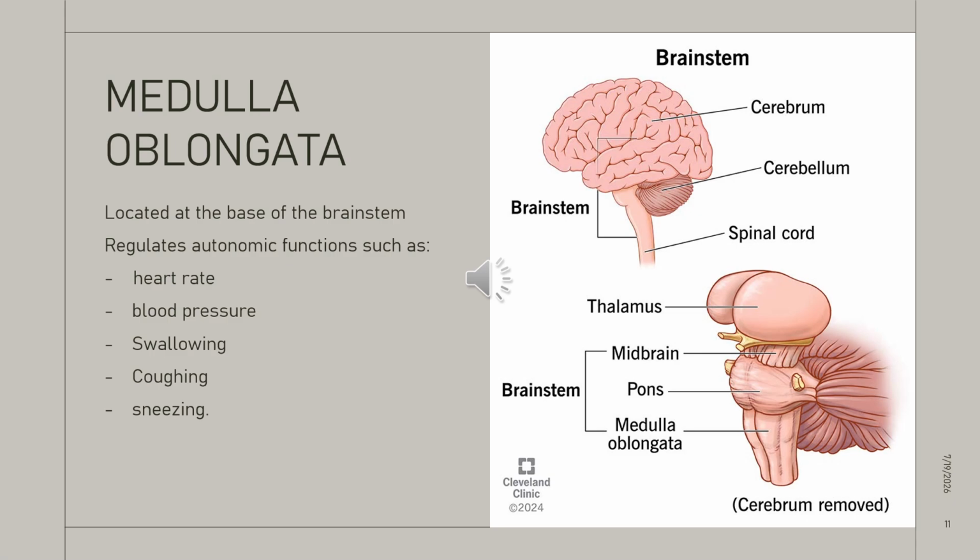These tracts carry voluntary movement commands straight down from your primary motor cortex. The word decussation simply means to intersect or cross over in the shape of an X. Right at the bottom edge of the medulla, roughly 90% of these descending motor fibers physically cross the midline over to the opposite side of the body.